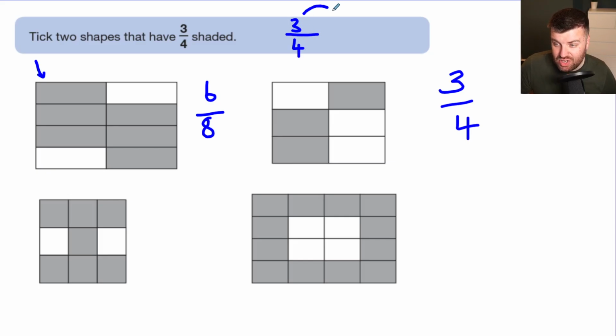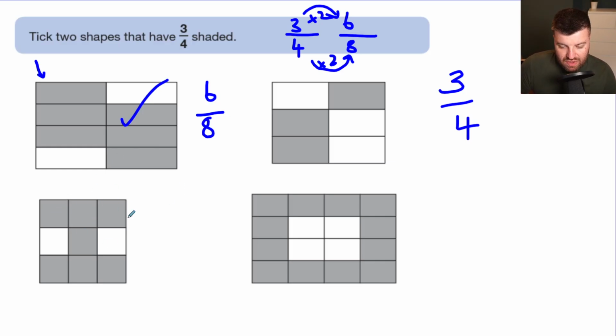If we multiply the numerator by 2, we get 6. And we must do the same to the bottom to maintain equivalence. 4 times 2 is 8. So if we do the same to the top and the bottom, which is our equivalent rule, we get 6/8. Therefore, this is one of the 2 shapes we have to tick.